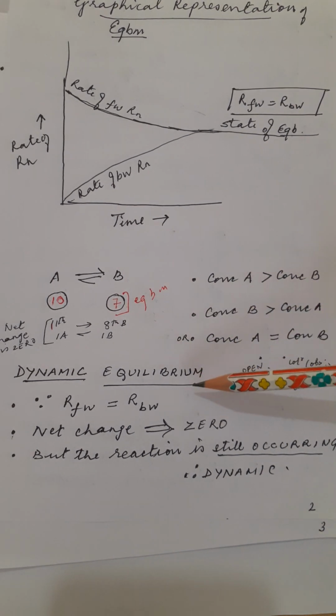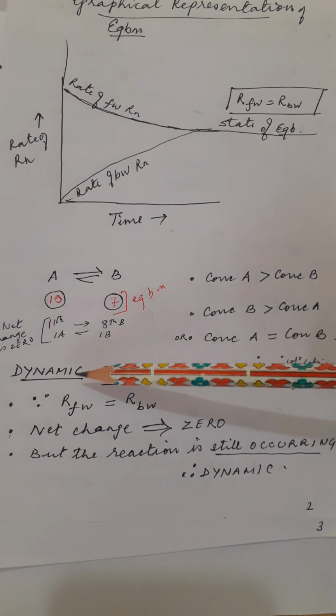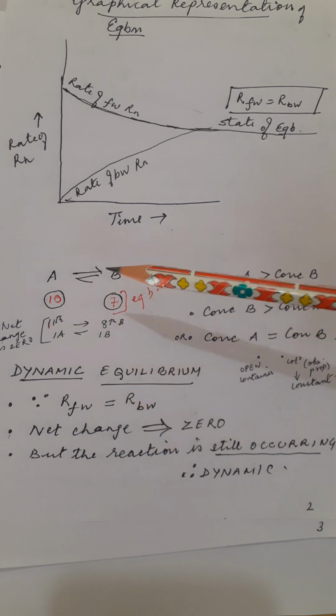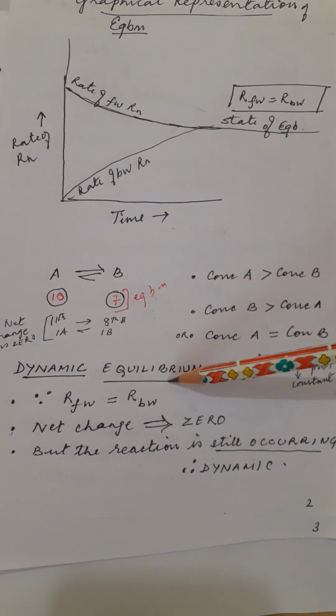Another fundamental term that we need to understand here is dynamic equilibrium. What is the meaning of dynamic? Dynamic means something in motion, movement, on the go. So, how does it fit with the term equilibrium?